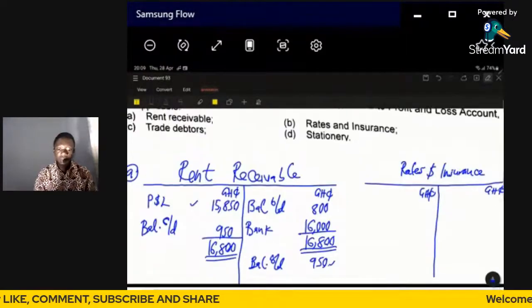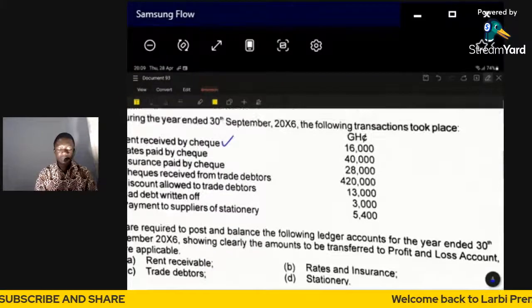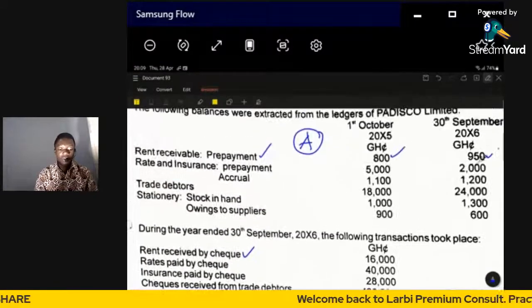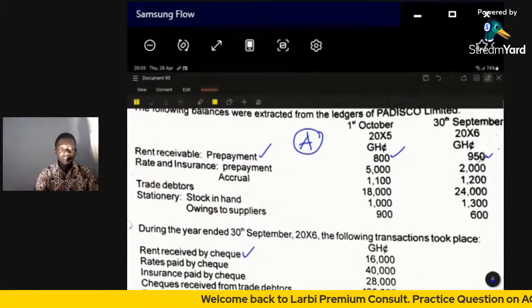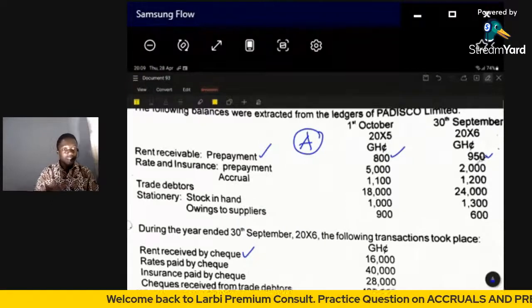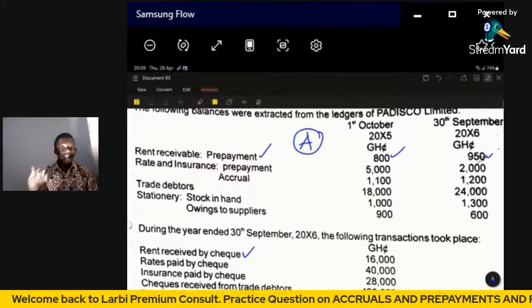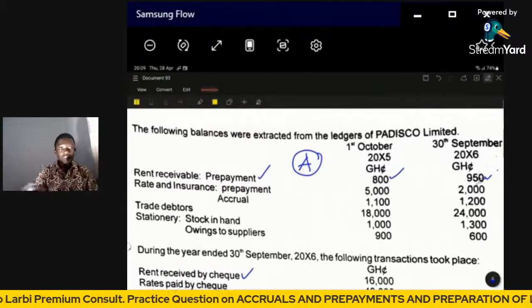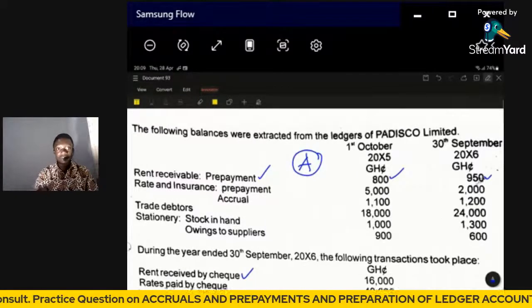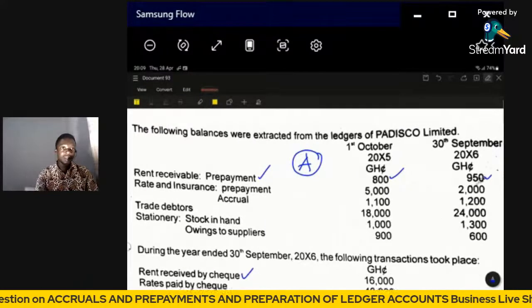So you follow the same thing. First, let's see. For rate and insurance, you also have a prepayment. But remember, when insurance comes in, this is a case where the business wants to insure the assets that it uses to deal in the business.